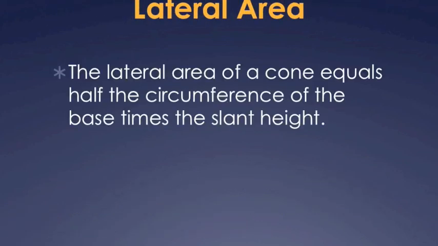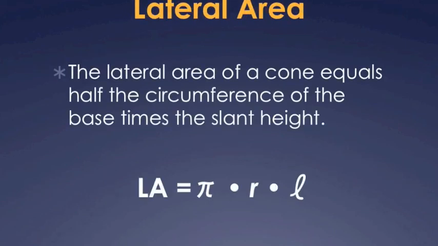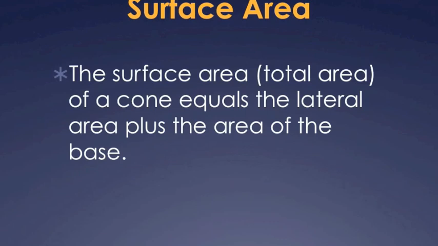In a cone, the lateral area is half the circumference of the base times the slant height. So in essence, it's again the perimeter of the base times the slant height. The surface area or total area of a cone is the lateral area plus the area of the base.